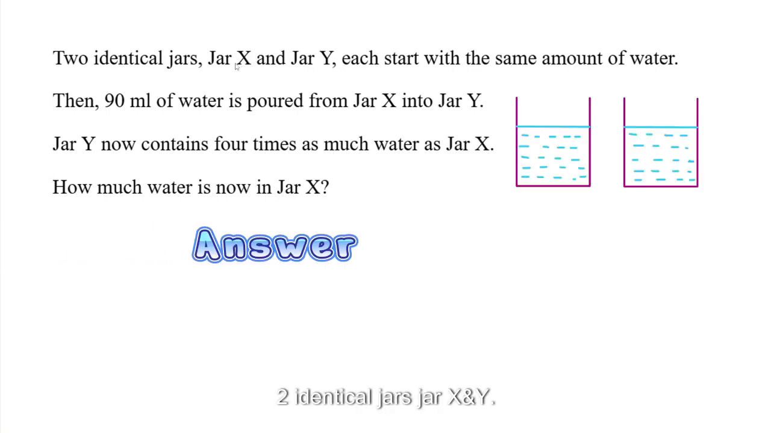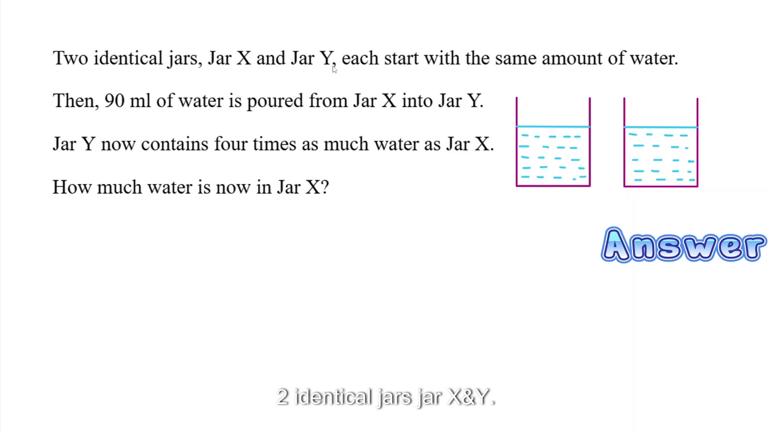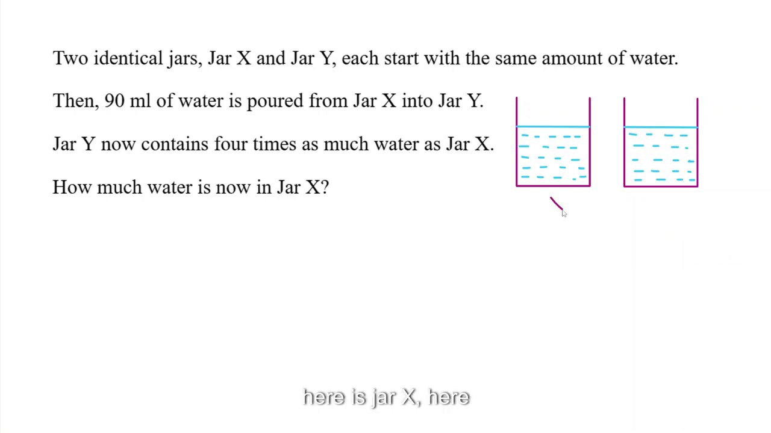Two identical jars, jar X and Y. Okay, here's jar X, here's jar Y. Each start with the same amount of water. Now let's say this volume of water is V and this is the same. Then 90 milliliters of water is poured from jar X to Y. Oh, so you transfer 90 milliliters to this one.